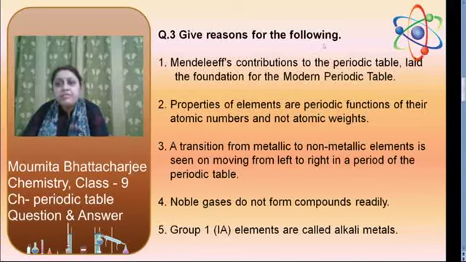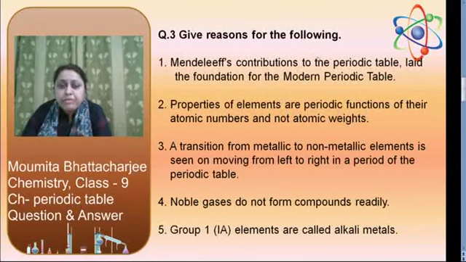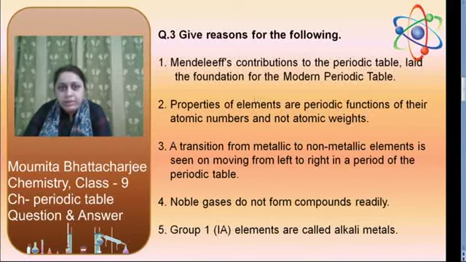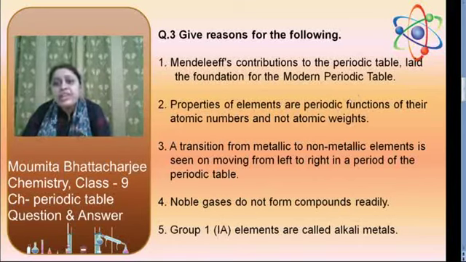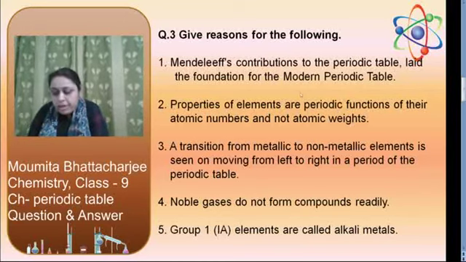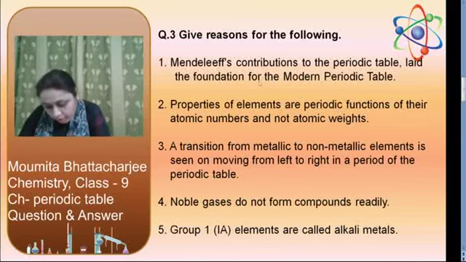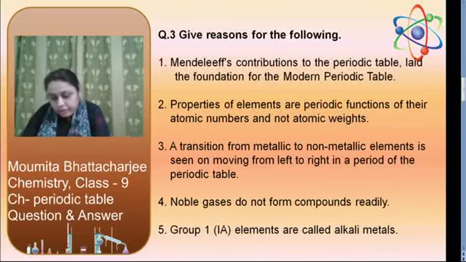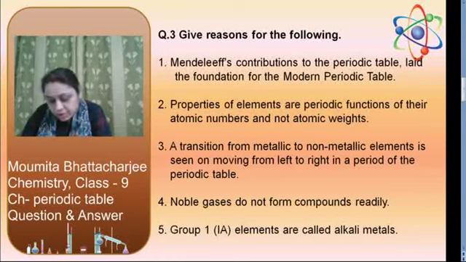Next one, give reason for the following. It will be better if you keep one copy and pen with you so that you can copy down the answer. The first one, Mendeleev's contribution to the periodic table laid the foundation for the modern periodic table. That means we have to say the contribution of Mendeleev which can help to make the modern periodic table. We know Mendeleev arranged all the elements in increasing order of their atomic weights in horizontal rows called period and vertical columns called groups.